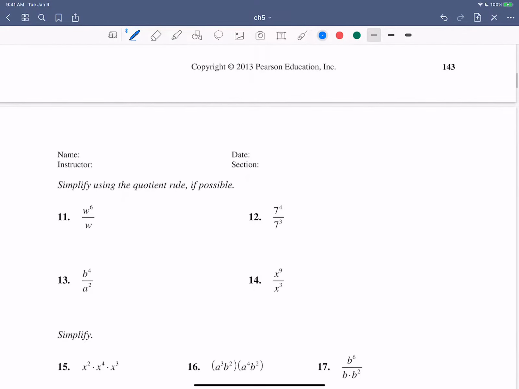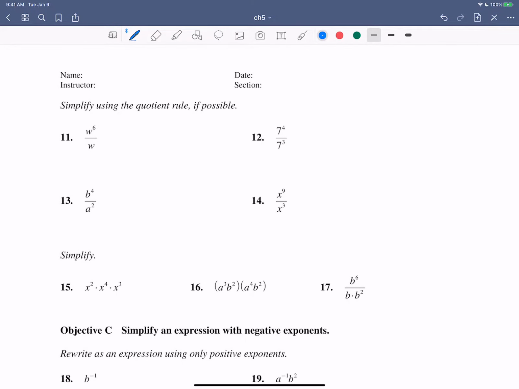Next page. Number 11. W to the 6th over W. This one you need to use the quotient rule. Quotient rule is talking about the division of two exponents that have the same base. In this case, we simply subtract the exponents. Therefore, for number 11, we subtract the exponents. You may notice that there is no exponent in the denominator, but there is an invisible 1. So if you put an invisible 1 there, we will subtract 6 by 1. And our answer will be W to the 5th.